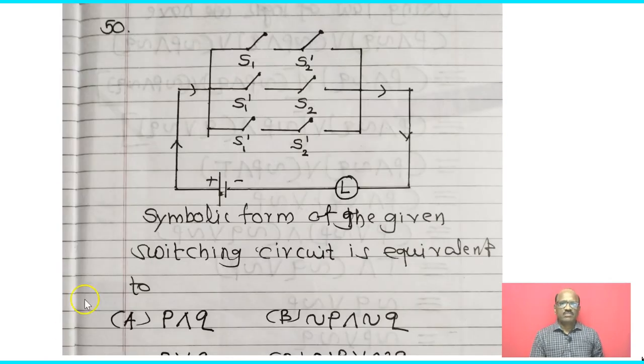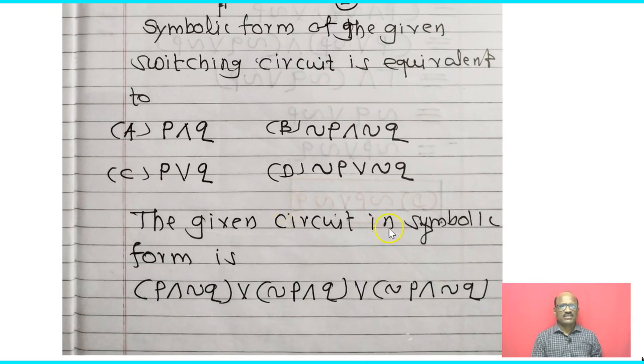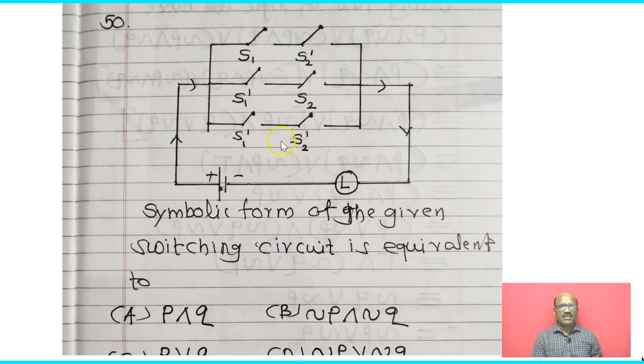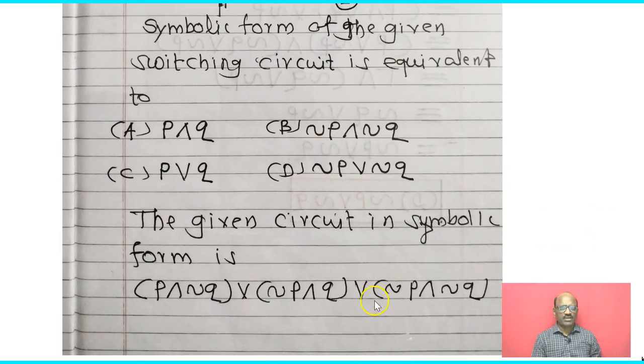Now question number 50 is from logic, that is, circuits. The symbolic form of the given switching circuit is equivalent to, which is S1 and S2 dash, S1 dash and S2, S1 dash and S2 dash. Now see this, the given circuit in symbolic form can be written as, now these all three are in parallel positions, therefore we apply OR. The first is P and negation Q, or negation of P and Q, or the negation of P and the negation of Q. Now simplify this.